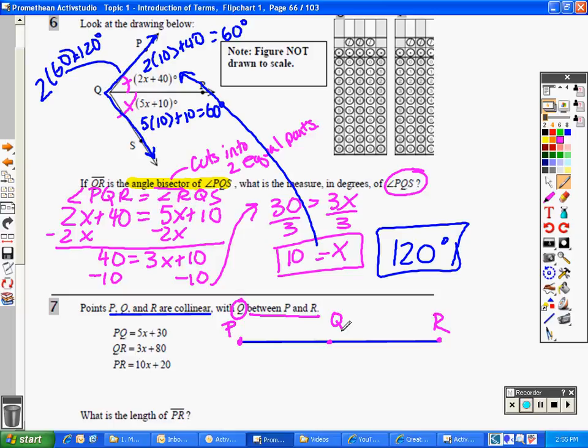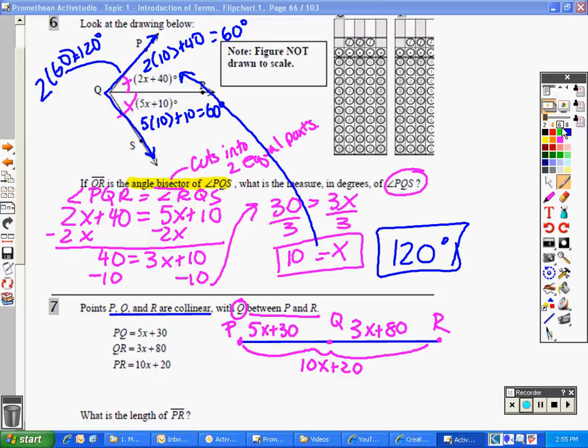All right, now we're going to fill in what we know. PQ, from P to Q, is 5x plus 30. QR is 3x plus 80. And PR, the whole line segment, is 10x plus 20. All right, so we only learned to do 2 things with line segments. We learned to bisect them, and we learned to add the 2 parts to make the whole, and that's what we're going to do here.